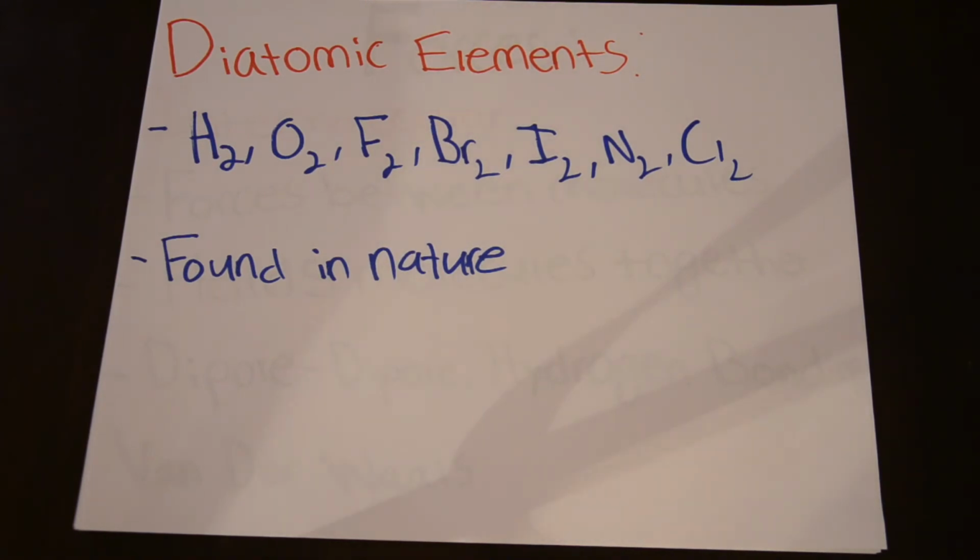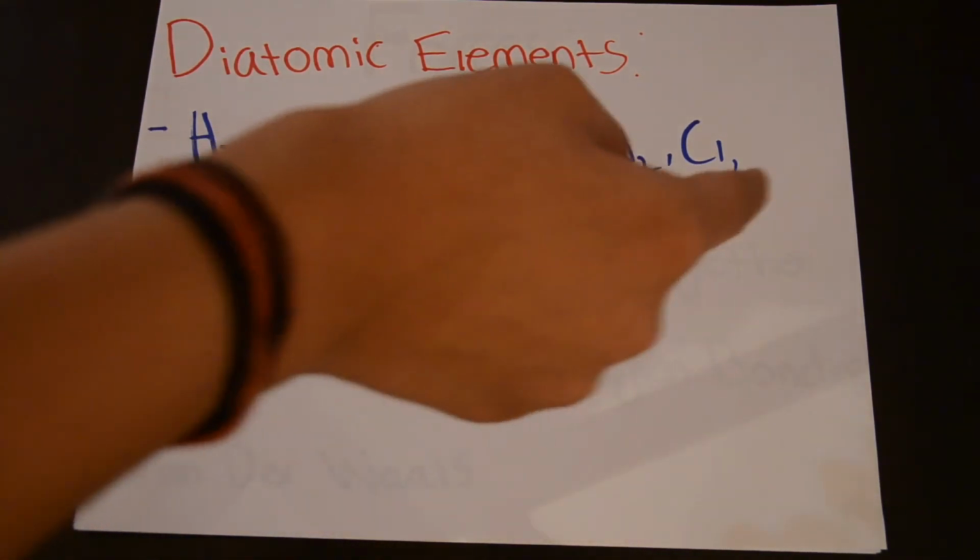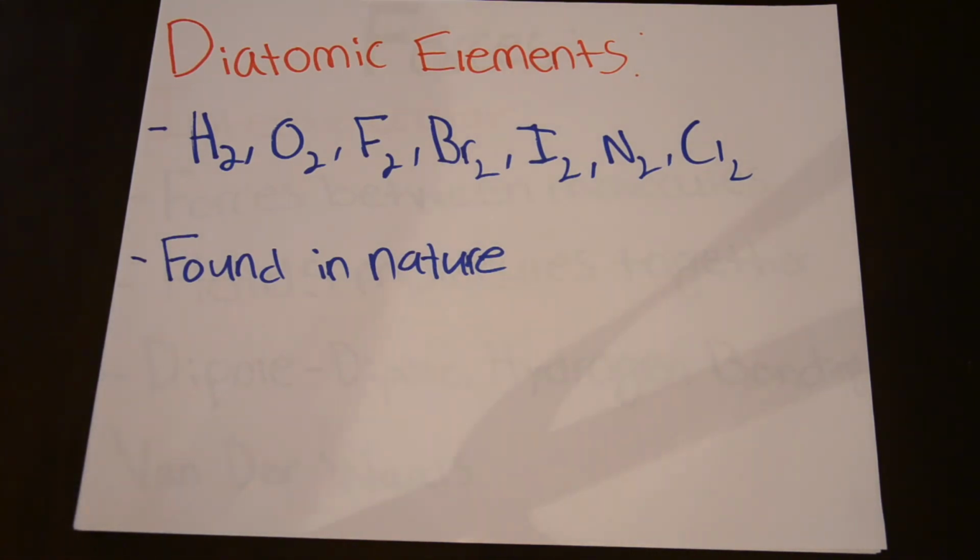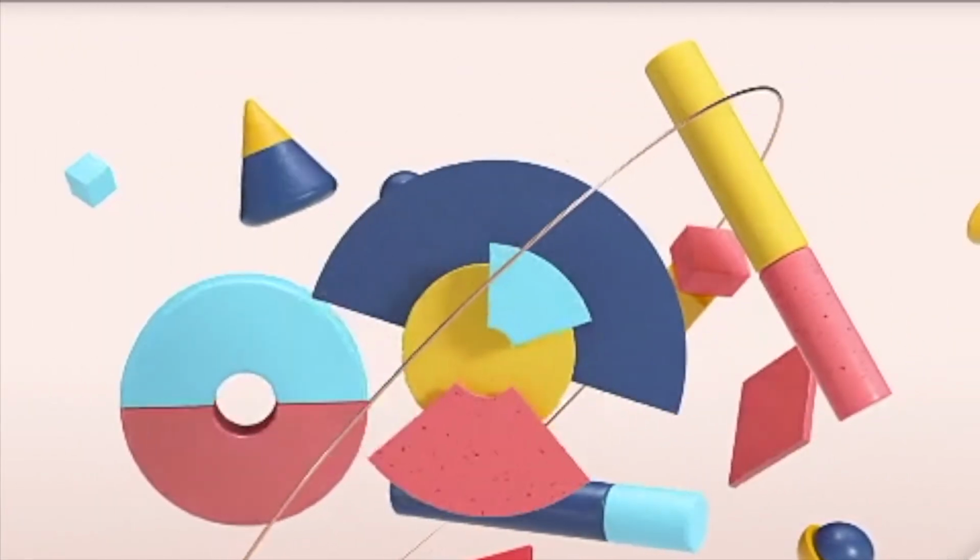Let's talk about diatomic elements. Diatomic elements are usually confused with compounds. But with diatomic elements, it's not a compound, since no two different elements are combining. Only one element combines with itself. As you can see here, there's a whole list of the different diatomic elements. These diatomic elements are naturally found in nature.